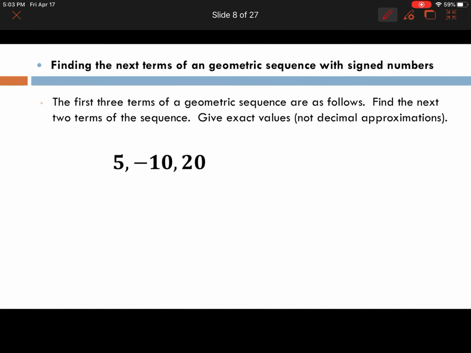All right, so when we're looking to see r here, you notice there's a negative. So negative 10 over 5 is negative 2. So it looks like every time we're multiplying by negative 2. Since I've already told you it's geometric, we don't really have to check the other one, but it would turn out that 20 over 10 and 20 over negative 10 also give us a negative 2. So our next term will be negative 40. I'm multiplying by negative 2, and then multiplying negative 40 by negative 2 gives me positive 80.